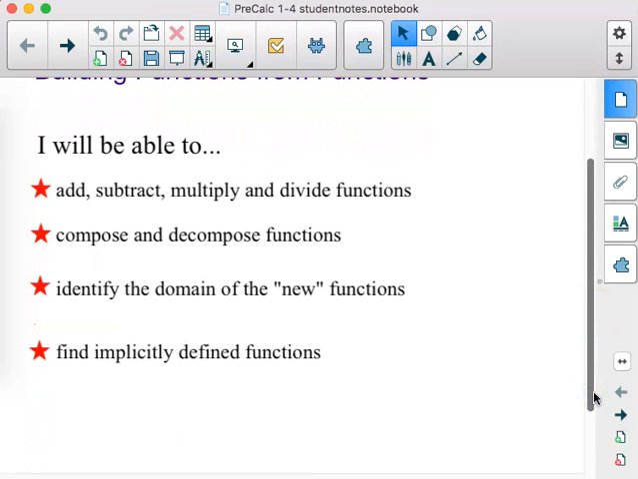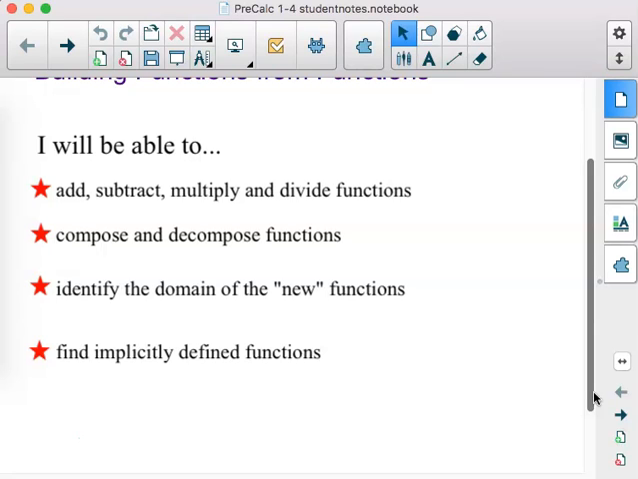Now, hopefully that's coming back to you. Yeah, I did that in Algebra 2. Then we have a new one here, compose and decompose functions. And you've definitely done parts of that before, so we'll be looking into that. The key here is our focus on domain, identifying the domain of the new functions when we are putting the functions together by adding, subtracting, multiplying, dividing, and composing.